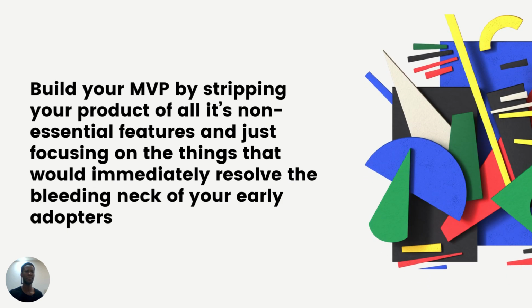So, just in conclusion, build your MVPs by stripping away all the non-essential features that you don't need, that your early adopters don't need, and make sure you focus on those essential critical features that would immediately resolve the bleeding neck of your early adopters, right?